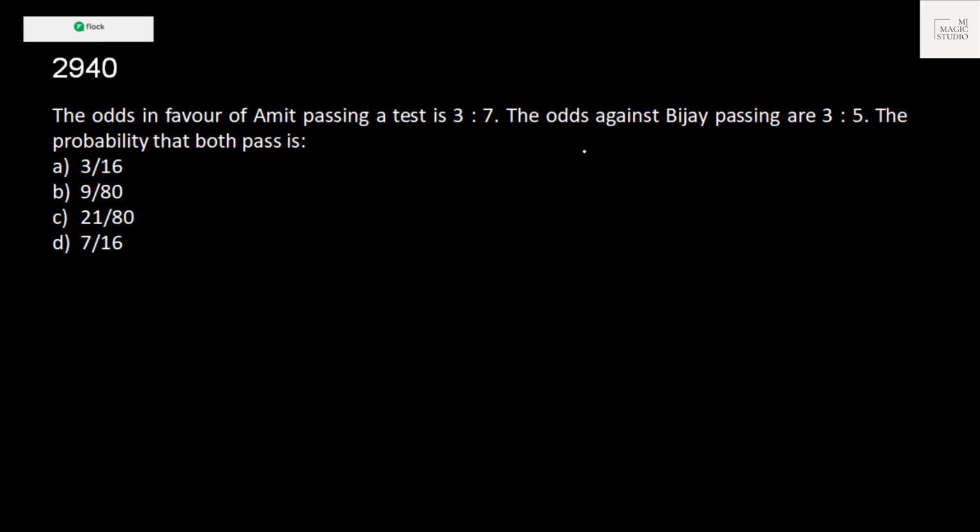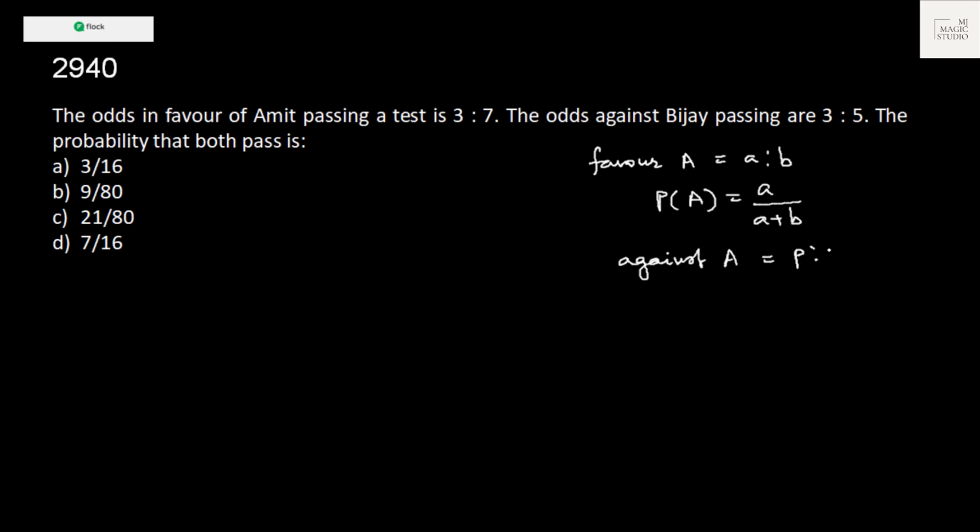Probability and odds. If it's been said that odds in favor of any event A is A is to B, then probability of occurrence of A is given by A upon A plus B. And if odds against any event A is P is to Q, then probability of A is given by Q upon P plus Q.